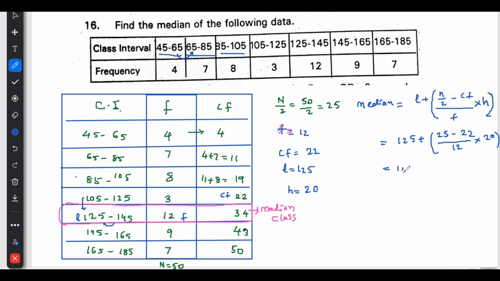Now 125 plus (25 minus 22 is 3) over 12, times 20. 3 times 1, 3 times 4, 4 times 1, 4 times 5, that is 125 plus 5. That will be 130. So the median of the given data is 130. Thank you.